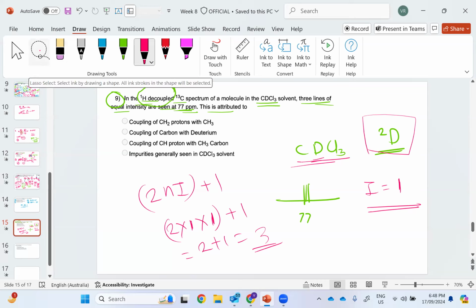So which option is correct here? Impurity generally seen in this is wrong. Coupling of CH proton with CH3 carbon is wrong. Coupling of carbon with deuterium, this is the correct option here. So option B is the correct option here.